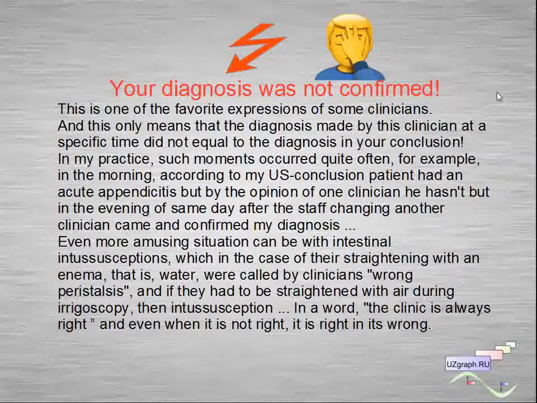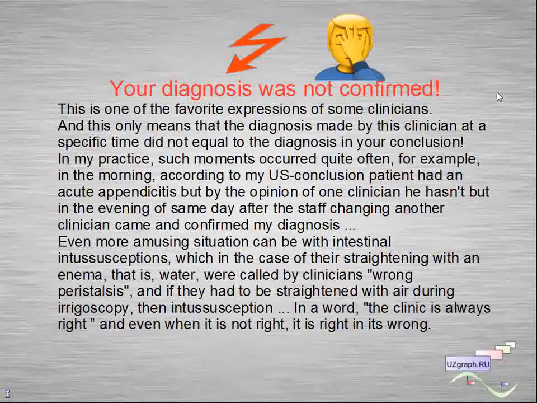within water at enema, was called by clinicians wrong peristalsis, and if it was straightened by air at irrigoscopy, then they call it intussusception. In other words, the clinic is always right, and even when it's not right, it is right in its wrongness.